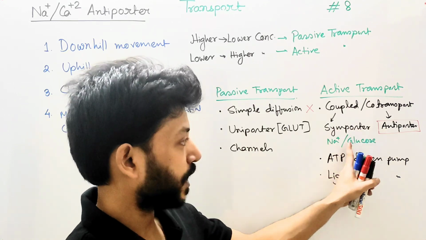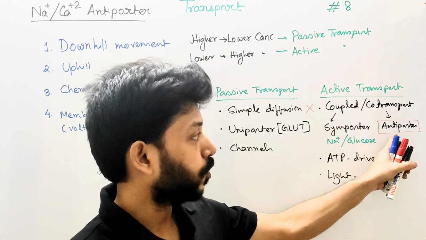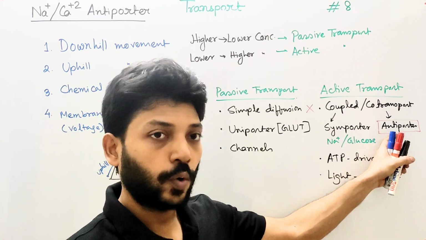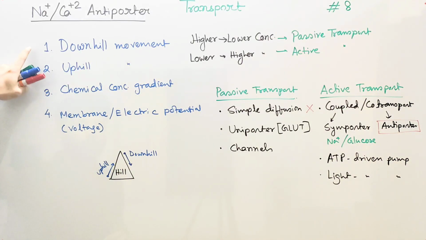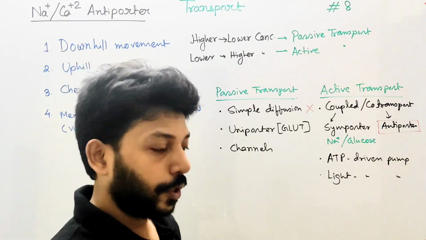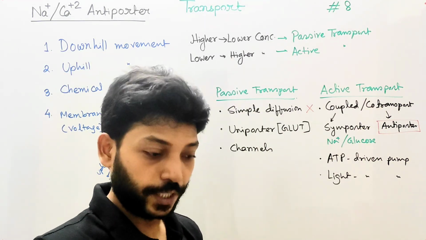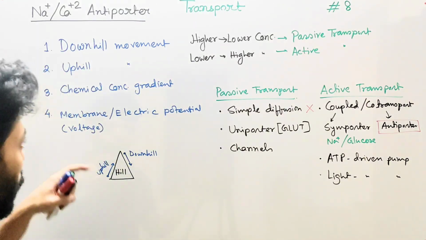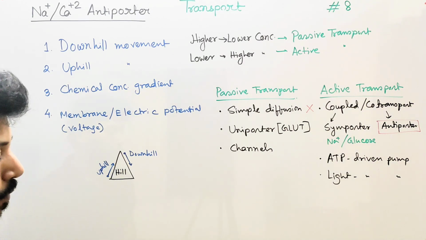Now in case of the symporter, I have mentioned in case of sodium glucose how this active transport occurs. We will also explain how the antiporter works, because here also one molecule will show uphill movement and another molecule will show downhill movement. And in coupled transport, the downhill movement of one molecule provides the energy for the transport of the other molecule that is showing uphill movement. So I will explain this mechanism here.